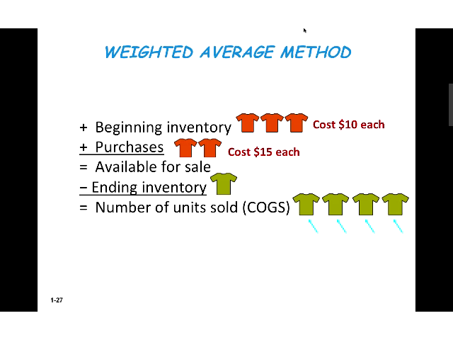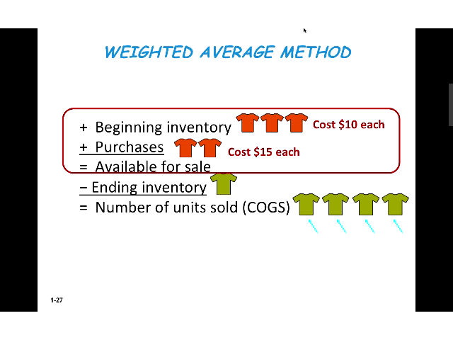Okay, so let's go back. We're going to use the same example over and over. For beginning inventory, we have 3 units to start with, costing $10 each. Purchases are $15 each. So we have that.